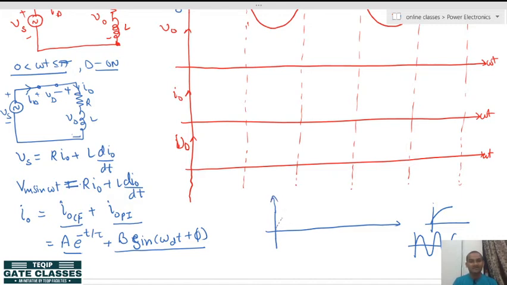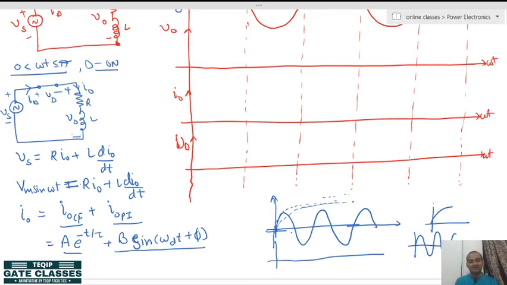Let us make the envelope as exponential, and on this if you superimpose the sinusoidal like this, if you get this sinusoidal function and superimpose this exponential behavior here, when you merge these two waves, it will be something like this.